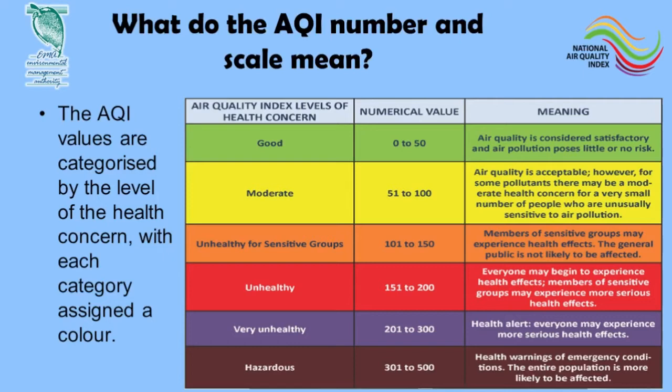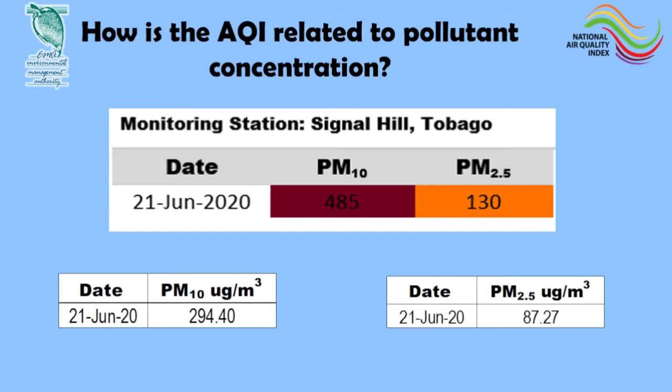To help you understand the connection between the concentration of pollution and the AQI value, on your screen is the AQI value and the concentration of pollution for particulate matter or very fine dust for June 21st, 2020. On June 21st, 2020, the EMA recorded the highest concentration of particulate matter since we started monitoring. The concentration of very fine dust represented by PM10, meaning particulate matter that is less than 10 micrometers in the air, was 294 micrograms per meter cube. To put this into context, the acceptable standard for this pollutant is 75 micrograms per meter cube.